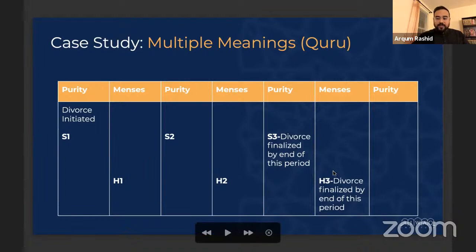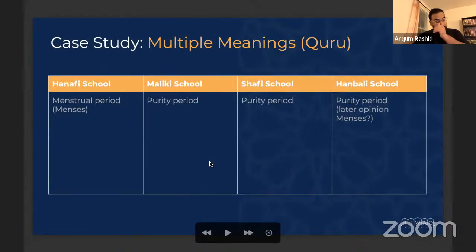The Hanafis say 3 menses. So 3 menses would be 1, 2, 3. So the divorce is finalized here, right? The divorce is finalized here. So this is an outcome in differences based off of how they are viewing the word, if they view the word as the purity time frame, or if they view it as the menses itself. Let's go back up here.